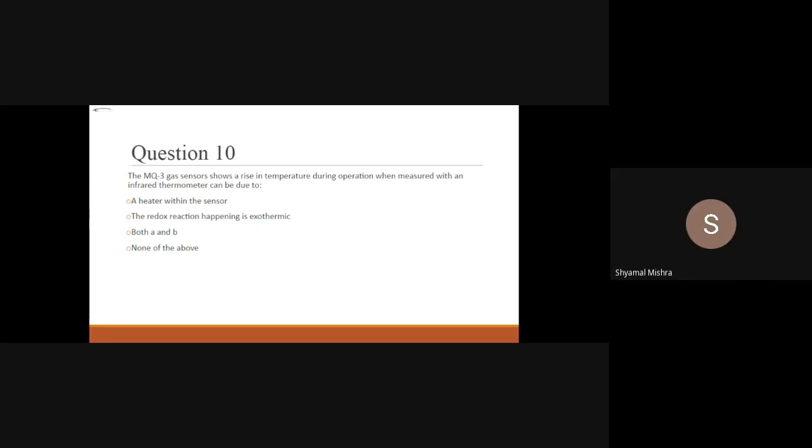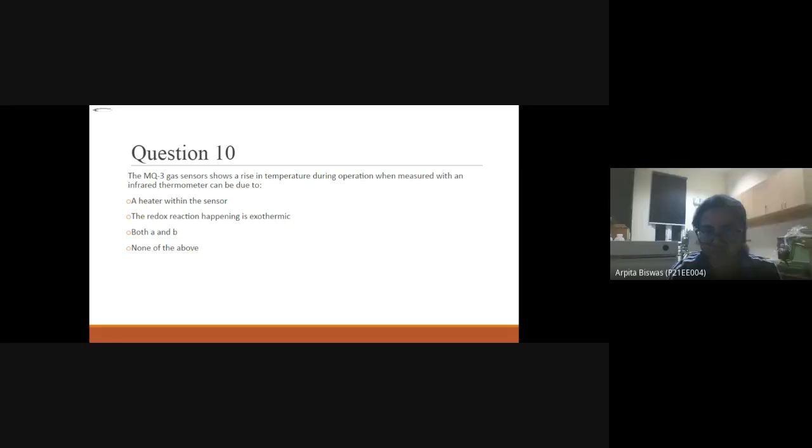Ma'am, in an exothermic redox reaction, oxidation and reduction, both processes are happening simultaneously. So it is also correct: the redox reaction happening is exothermic. Exothermic means heat is coming. So the right option is both A and B, option C, right? Yes, both A and B.